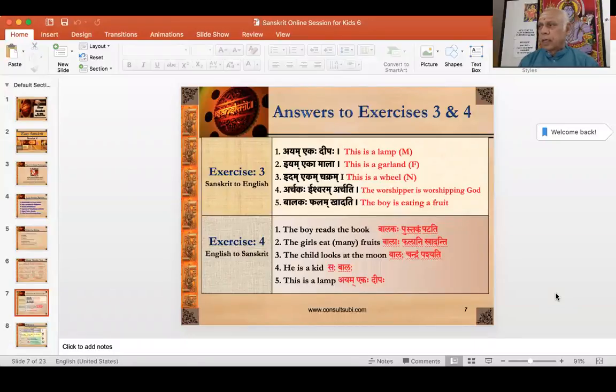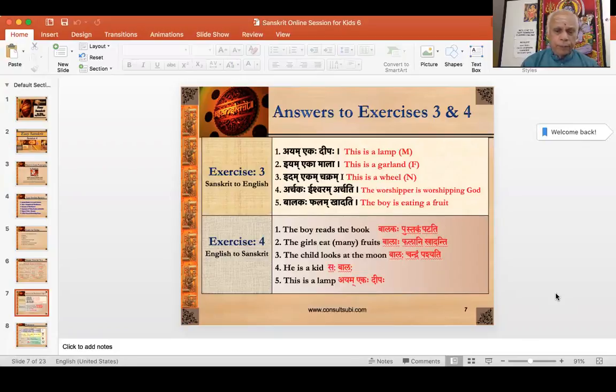All right. And lastly, Balakaha Phalam Kadati. It's a singular. The boy is eating a fruit. And exercise 4, Balakaha Pustam Patati. Correct? The girls eat many fruits. Balaha Phalani Kadanti. Phalani Kadanti. I think you have mentioned Balaka Phalam Kadati. It is Kadanti. Balaha, not Balikau. Balaha Kadanti.